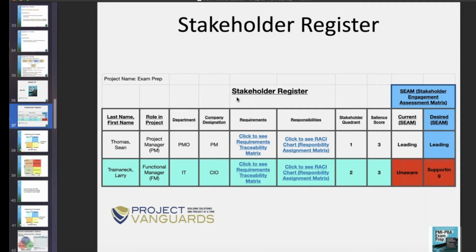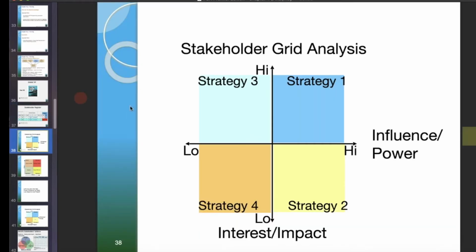This is all about stakeholders. It has nothing to do with work or requirements. So we have something called a stakeholder grid analysis, or SGA. And it has 4 strategies. Strategy 1, 2, 3, 4. In fact, if you drew the letter N capitalized backwards, that's the shape it makes. So strategy 1 are the most important people. Strategy 2 are one notch beneath that. Strategy 3, and then finally strategy 4, the least important stakeholders.